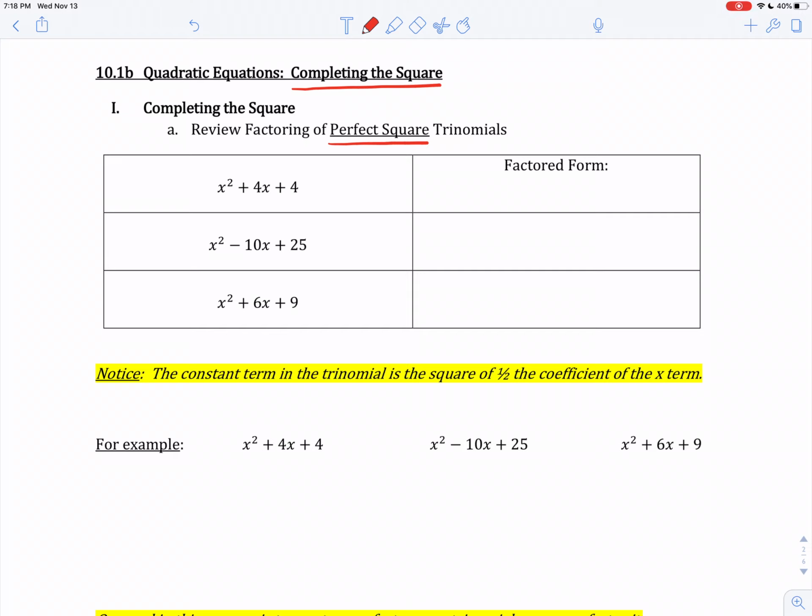The first example you have here is x squared plus 4x plus 4. If you were going to factor that, you would say, okay, I need two numbers that multiply to give me 4 and add to give me 4. Those would be positive 2 and positive 2. And so notice how this would become a perfect square. x plus 2 squared. All right, that's a perfect square trinomial.